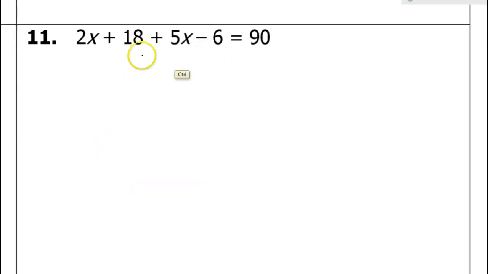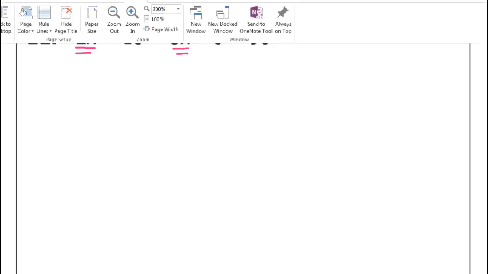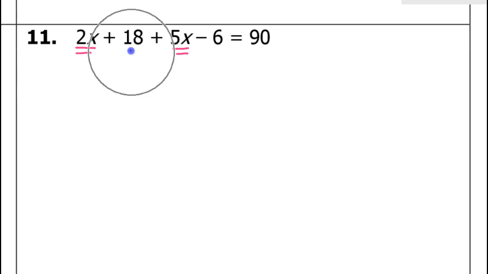Number 11, I have lots of like terms. So notice that I have the 2x and the 5x. Those are like terms because they both have the x. And then on the other hand, I have 18 and I have negative 6. Those are also like terms. They're on the same side of the equation. So I am not going to, for example, subtract 5x from both sides. They are already on the same side of the equation. So I'm not going to do the opposite.